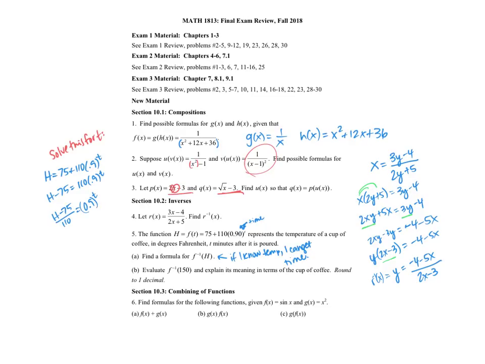Okay, and then I can take the natural log of both sides. And I went ahead and moved that power down and multiplied by the natural log, and then I can divide. So I get t is equal to natural log of h minus 75 over 110. All of that's inside that natural log, divided by natural log of 0.9.